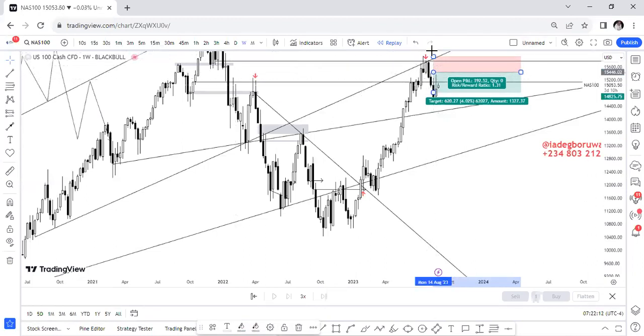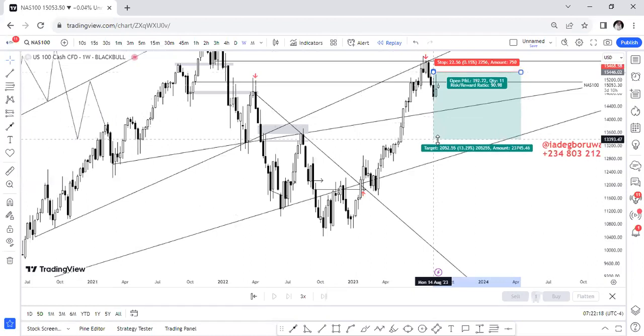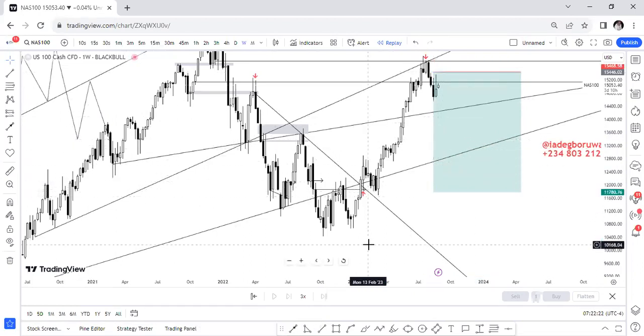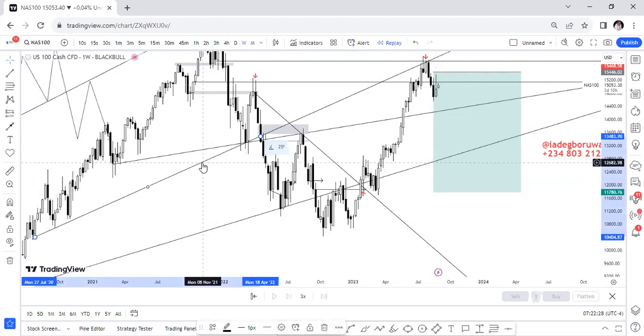You close the break level, you extend this place forward to this place. So probably by next week or thereabouts. So that is how to trade in conjunction with SNR and trendline breakout.